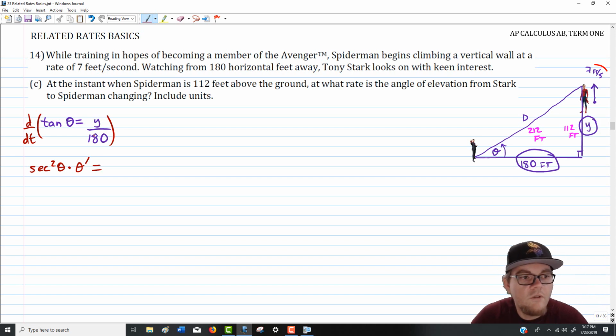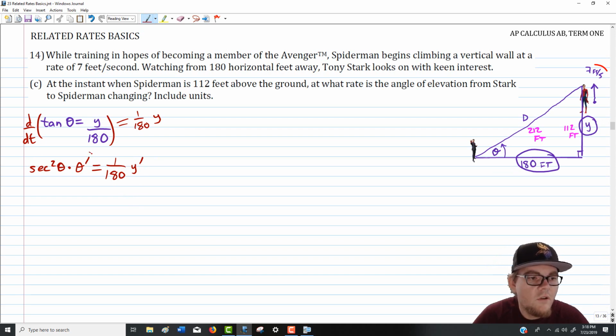Second, we want to look at the derivative of y over 180. Well, that's the same thing, by the way, as the derivative of 1 over 180 times y, and that's just a scalar times a function. So the derivative here is just 1 over 180 times dy dt, or y prime. So there's the relationship that we're looking at.